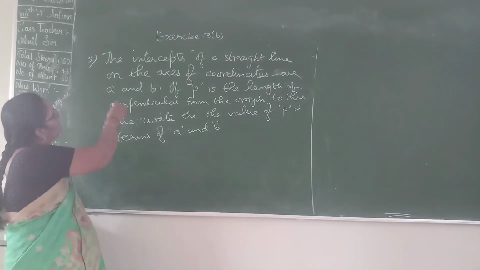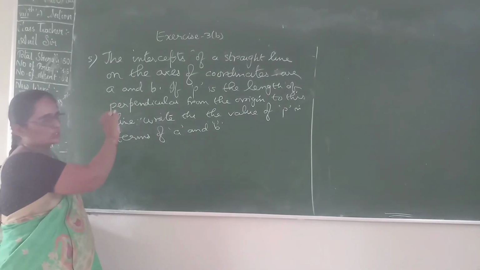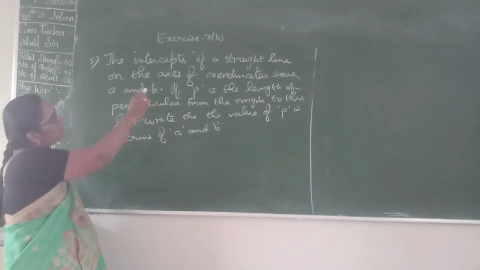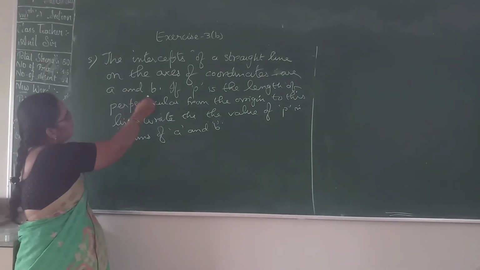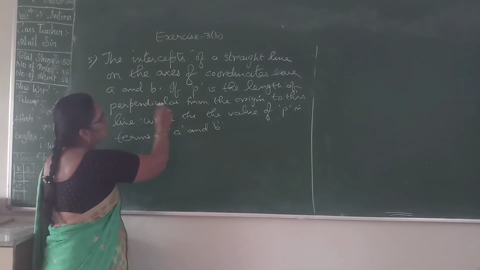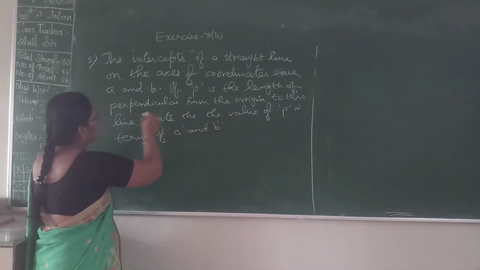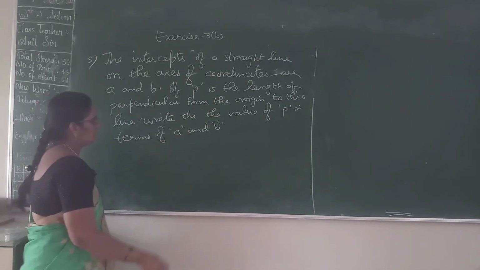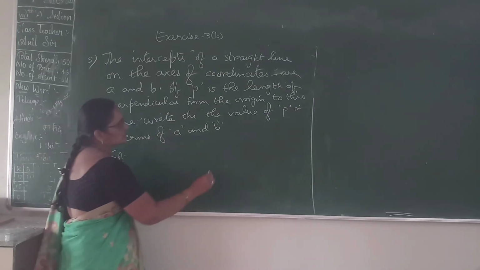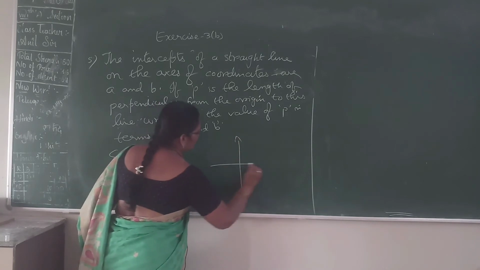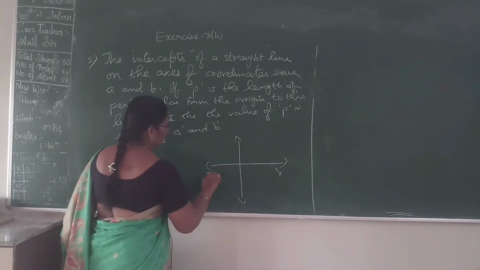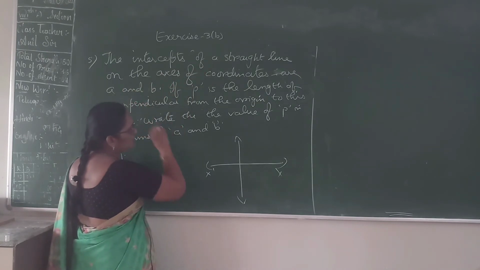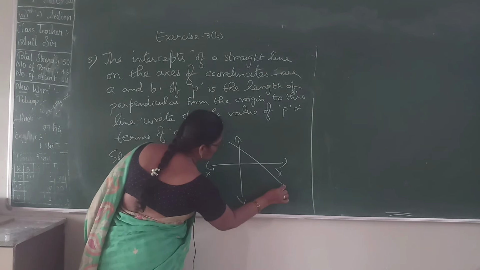Now children, this is the last question in the first Roman. Again it is said, the intercepts of a straight line on the axis of coordinates are A and B. If P is the length of perpendicular from the origin to the line, then write the value of P in terms of A and B. For example, how can we draw this one? Suppose this is your straight line.